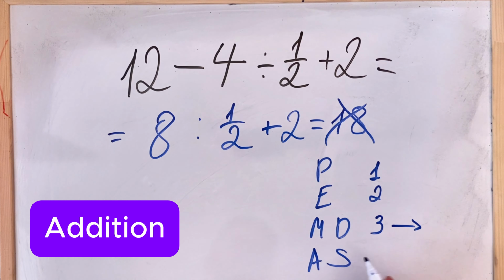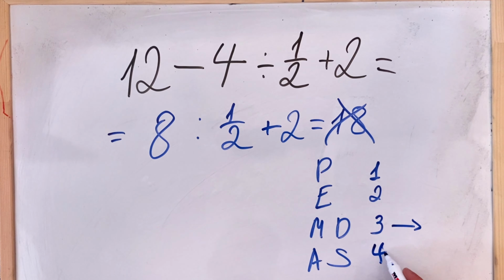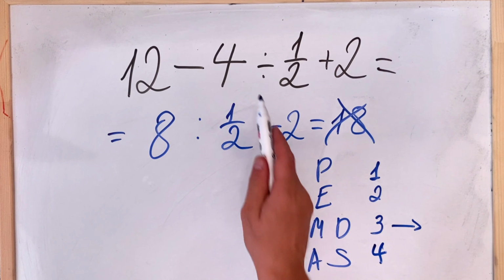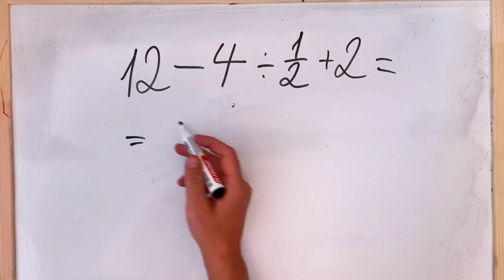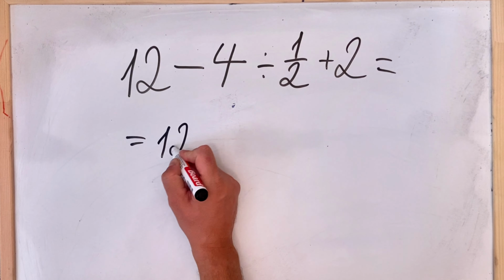Then we have addition and subtraction, which we need to do in the fourth place. So we have addition and subtraction. So the correct way would be first to do the division.